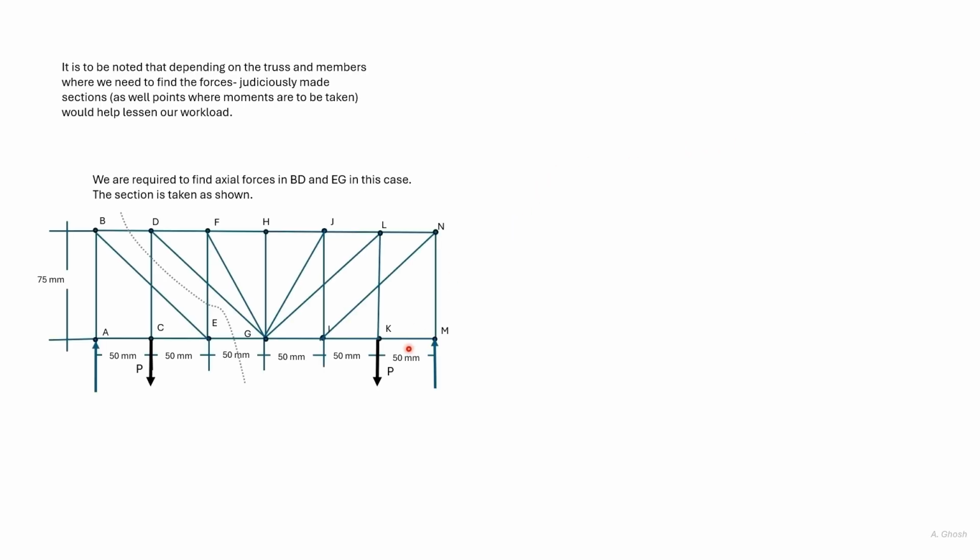So here we take another example. This truss is symmetrical. This dimension is 75 and all the bays are 50. Loading is also symmetrical, and the reaction at A and M will be P. We are required to find the force in BD and EG. And we'll take a section as shown here and consider equilibrium of the left portion of the truss.